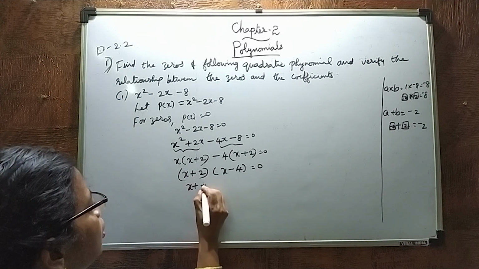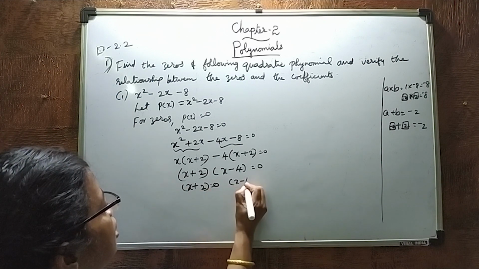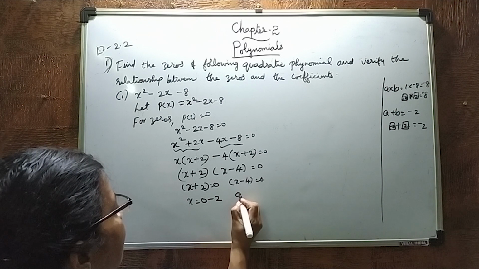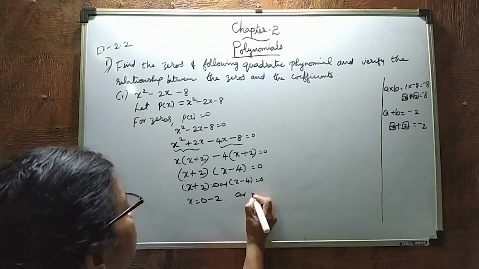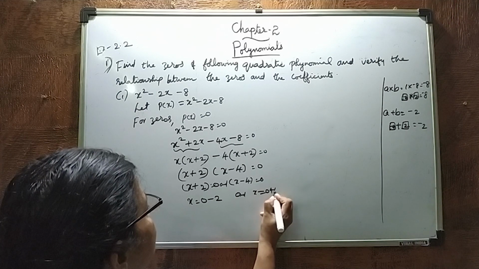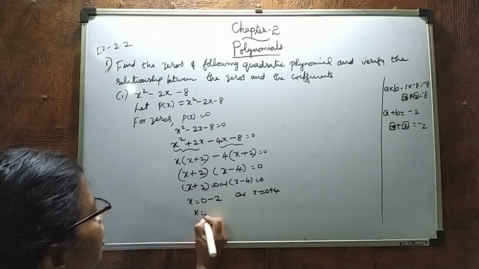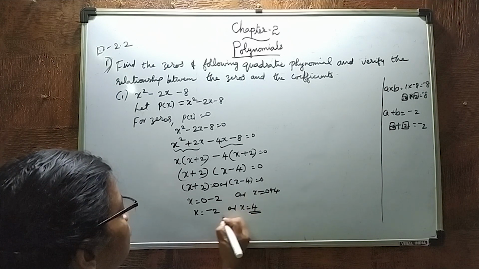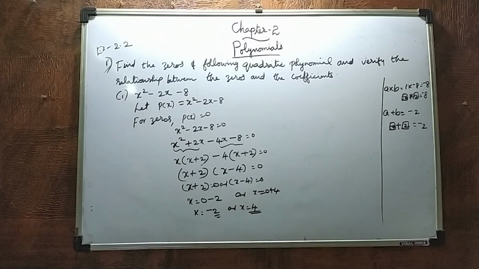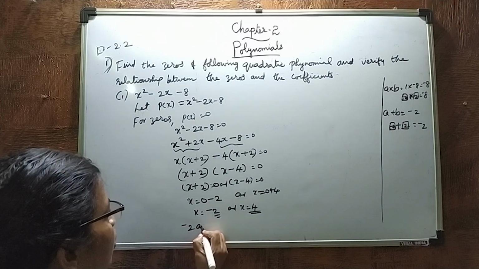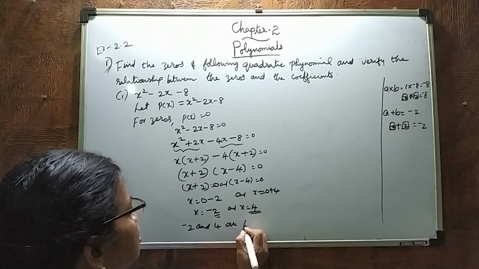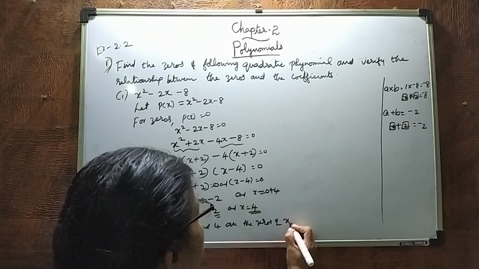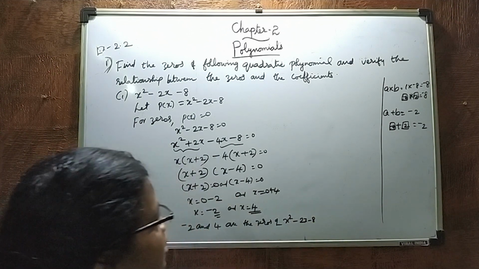Then x plus 2 equals 0 and x minus 4 equals 0. So x is equal to 0 minus 2, and x is equal to 0 plus 4. So x is equal to negative 2 and x is equal to positive 4. Now negative 2 and 4 are the zeros of the polynomial x square minus 2x minus 8.